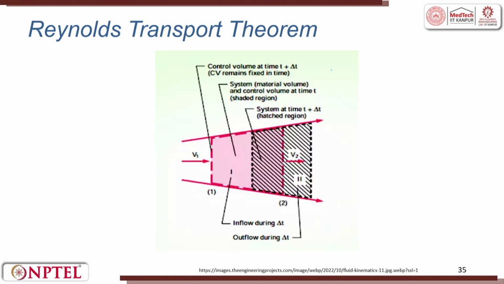So, if you represent it in this schematic, you can see inflow during delta t, outflow during delta t, velocity V1, velocity V2. Now the control volume at time t and t plus delta t, where the CV remains fixed in time. Next, you will see the system and control volume at time t, where there is a shaded region. When the system is at t plus delta t, it is at the hatched region. So, this talks about the Reynolds transport theorem.